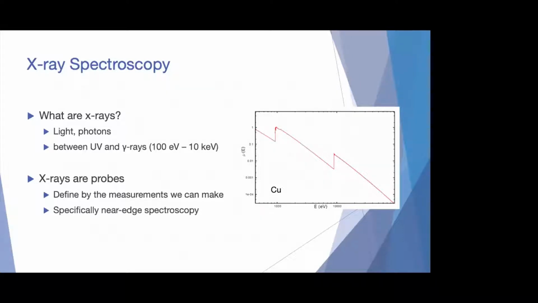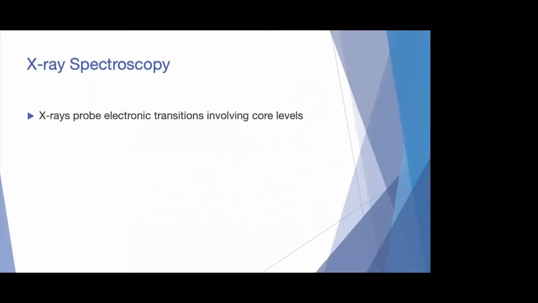We could look at the absorption of a material as a function of the energy of the incoming photon. And we see in all materials a general trend like this: as the energy gets higher and higher, the absorption goes down. But at certain energies, there are these strong jumps or edges, and these are where there are core level resonances. So when I say near-edge spectroscopy, I'm referring to things dealing right with these core levels. So now, to me, X-rays are a probe of electronic transitions into or out of these core levels of the atoms.